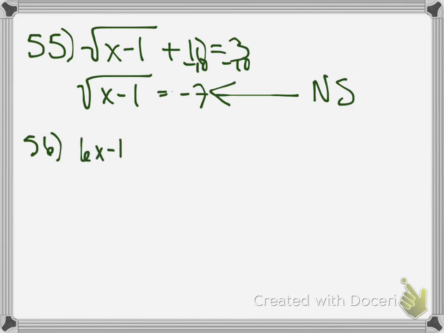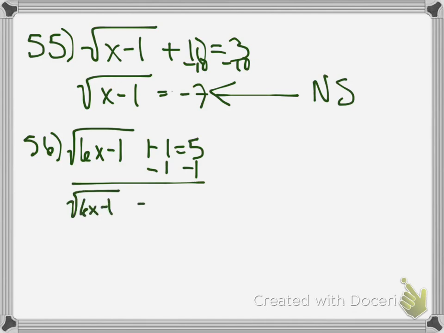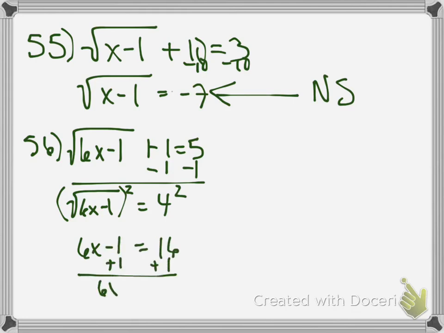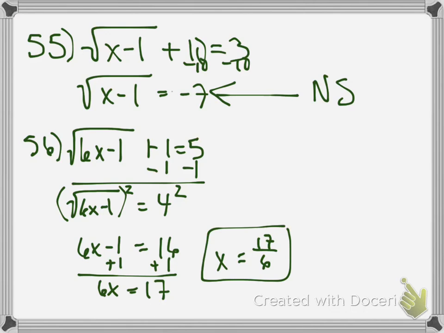Alright, 56, I'm going to subtract 1. So 5 minus 1 is 4. Then I square it. That gives me 4 squared is 16. And then 16 plus 1 is 17. And 17 divided by 6 is 17 divided by 6. So nothing else I can do with that. All done. Easy peasy type of thing.